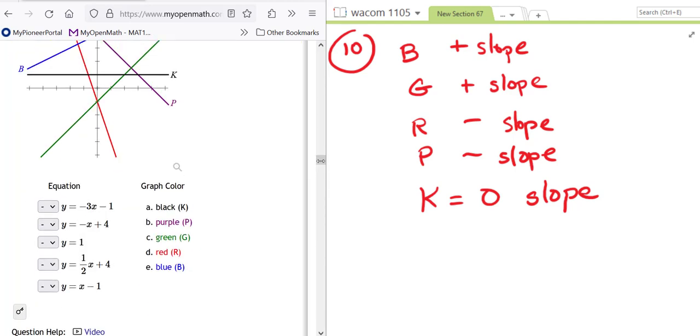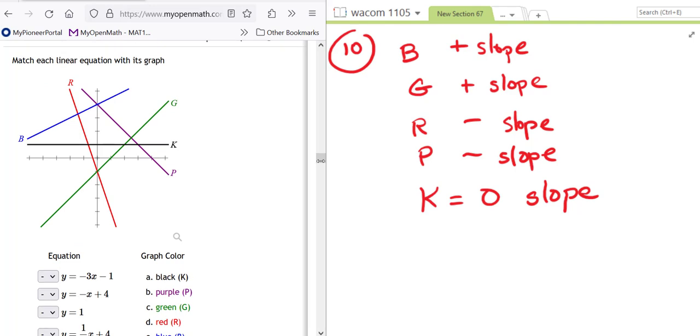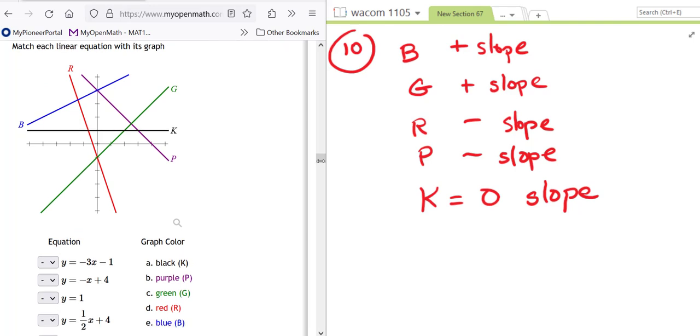So here's our equations, and I'm going to try not to draw this. I don't want to draw 5 graphs without a grid. The one that is the easiest there is your special line, and it is going to be y equals 1. Right? So this one is going to be k. Okay, so black, A.